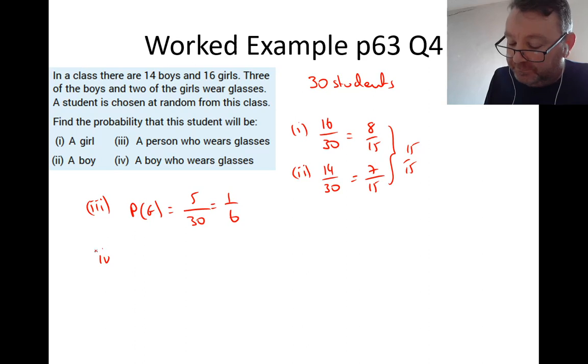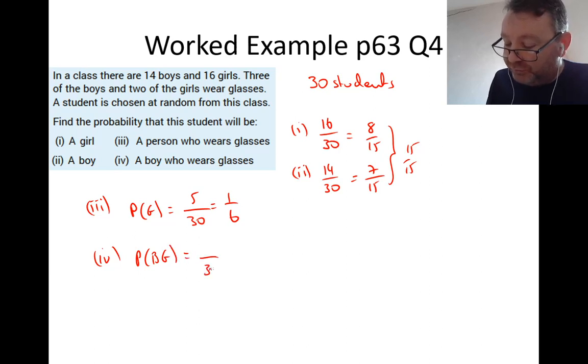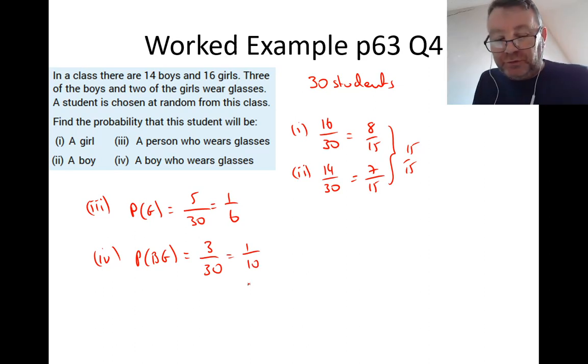And number 4, what's the probability of a boy who wears glasses? So boy with glasses. Now in this case, out of the 30, how many boys wear glasses? Well, it tells you up here. 3 of the boys wear glasses. So 3 out of 30, which is 1 over 10. And always make sure you simplify. Now that's a very straightforward question.